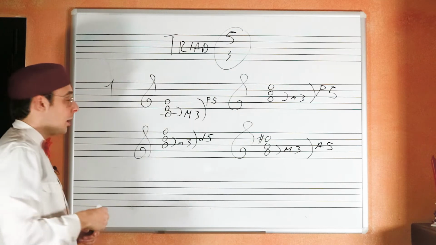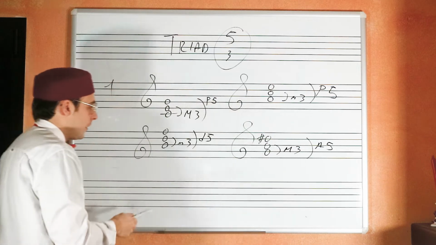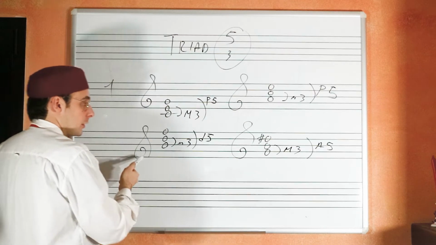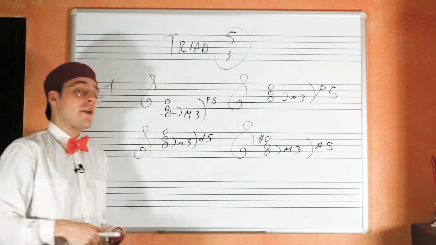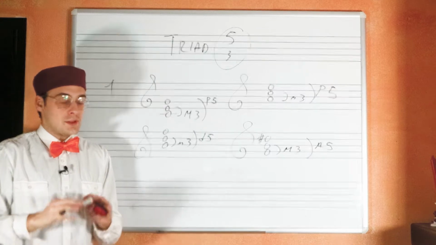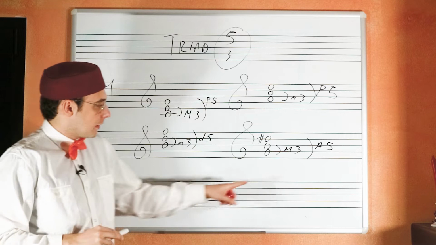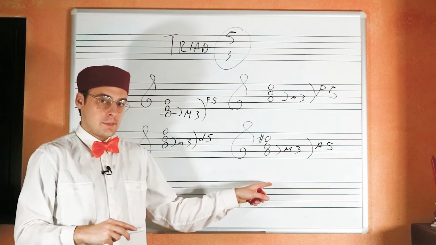We usually only use the first and the second, because the third and the fourth are very dissonant, and in the first exercises we will not use the third and the fourth type of this chord.